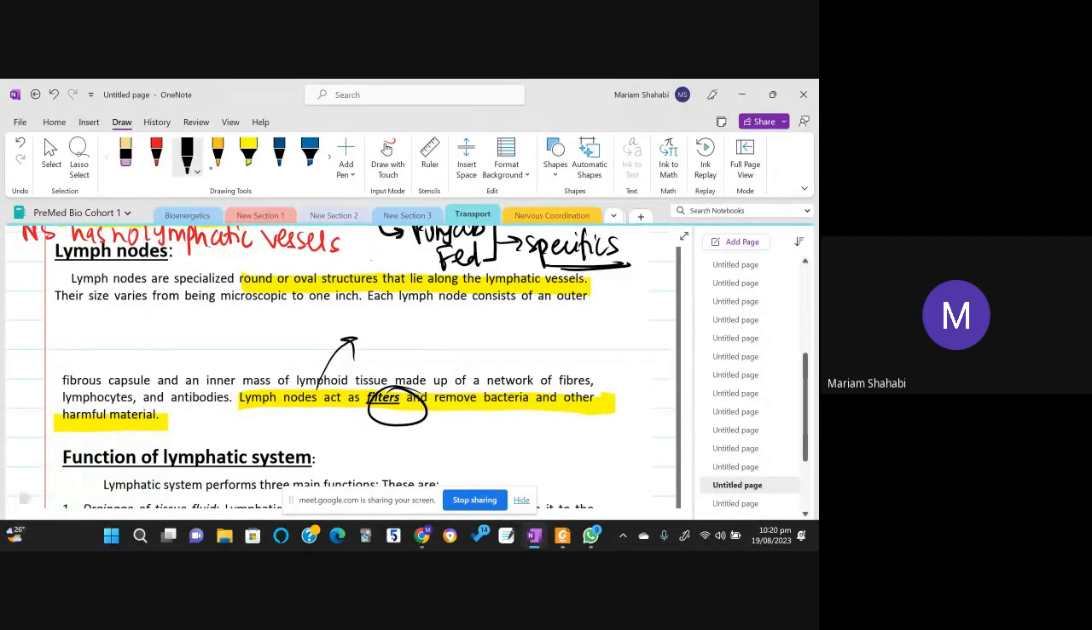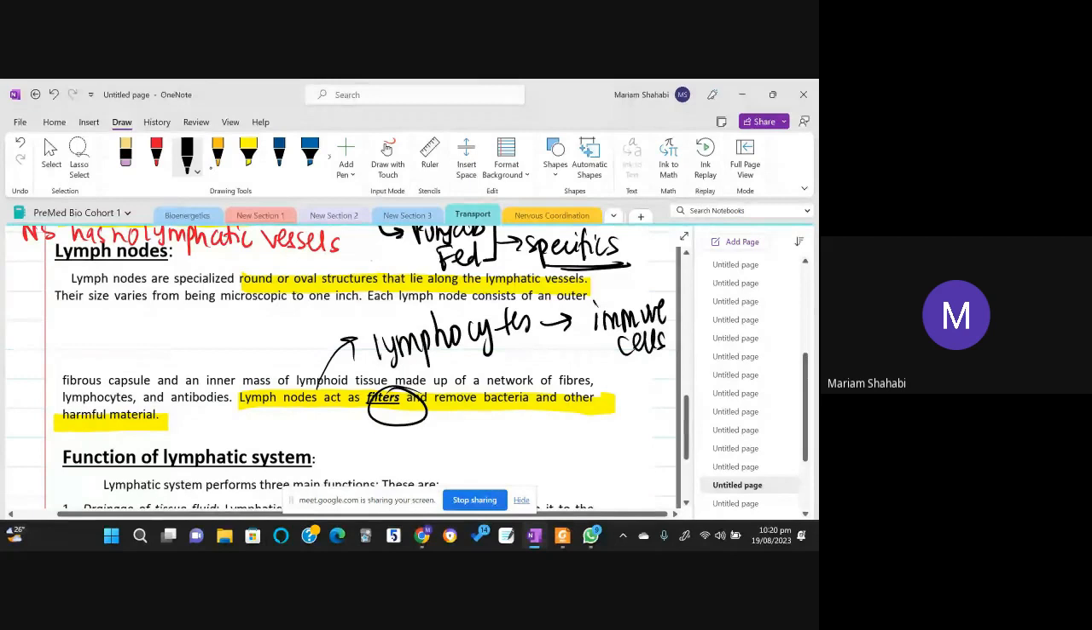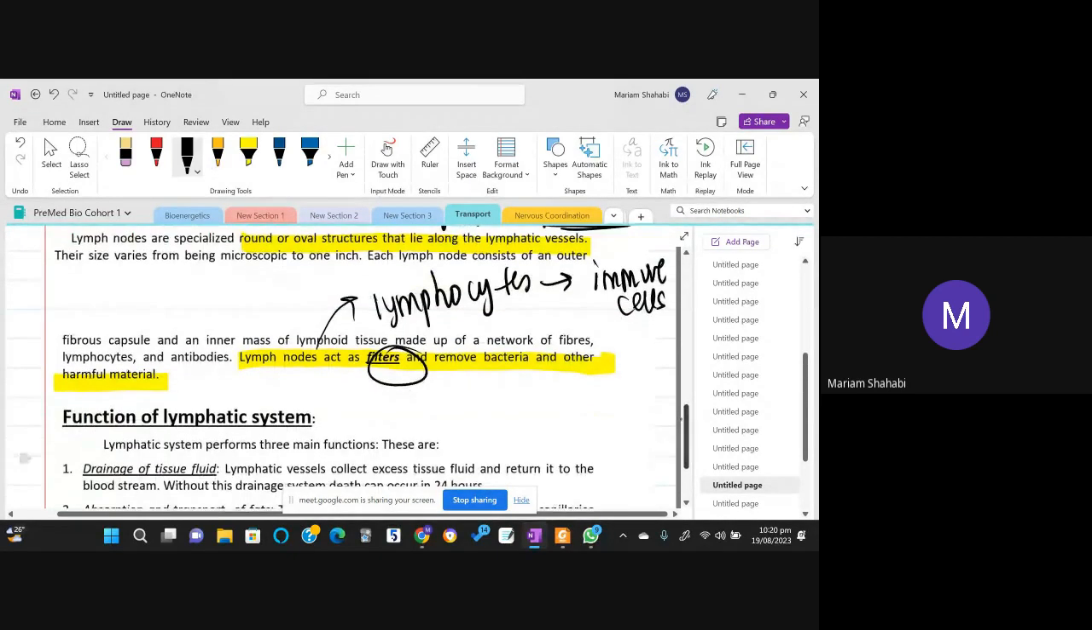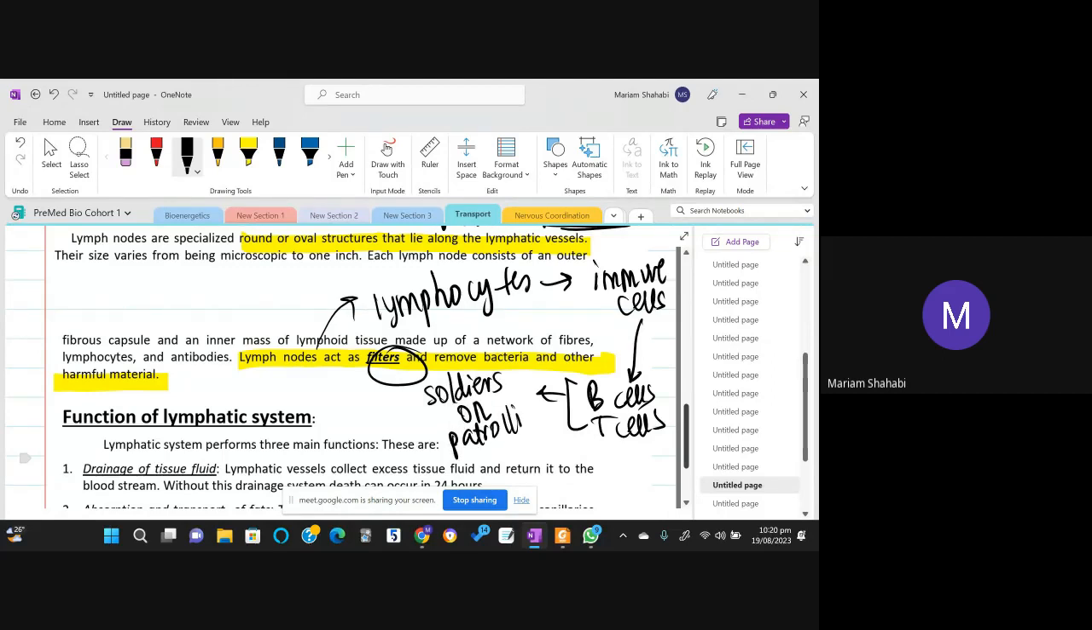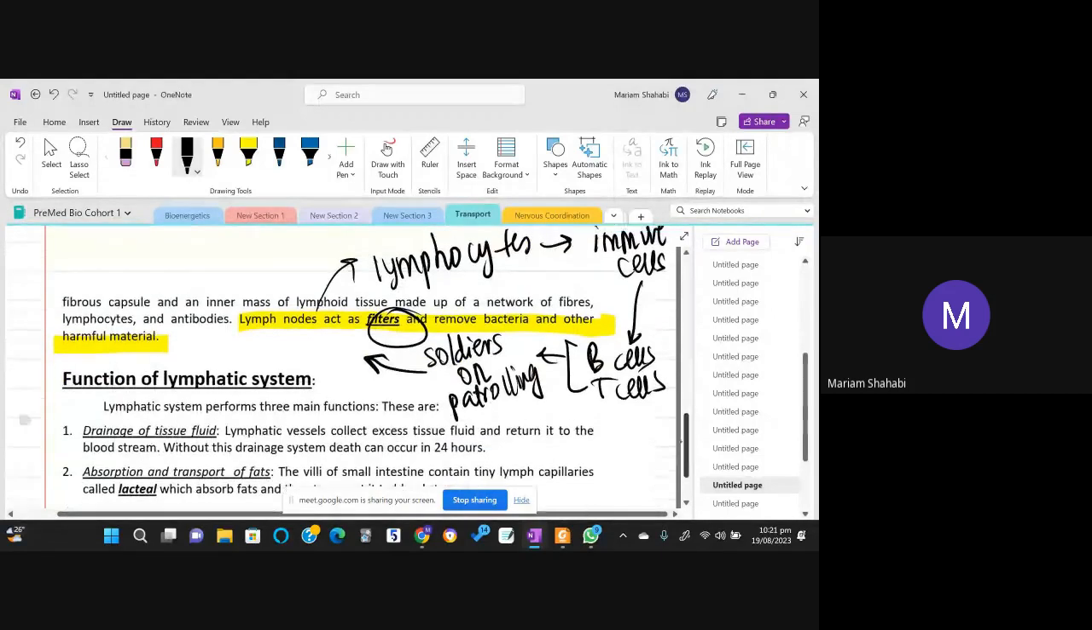Okay? Inside lymph nodes you have lymphocytes. Lymphocytes are immune cells. Specifically, there are B cells and there are T cells. When we study immunity it will become clear. And they are basically soldiers patrolling the entire system. They are always out on a hunt, hoping to find some pathogen, some bad thing, which they can destroy.